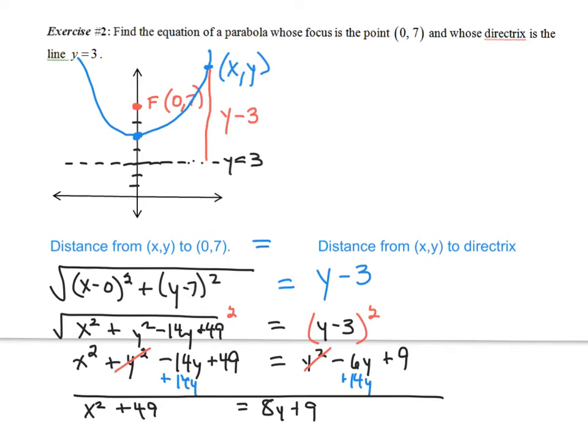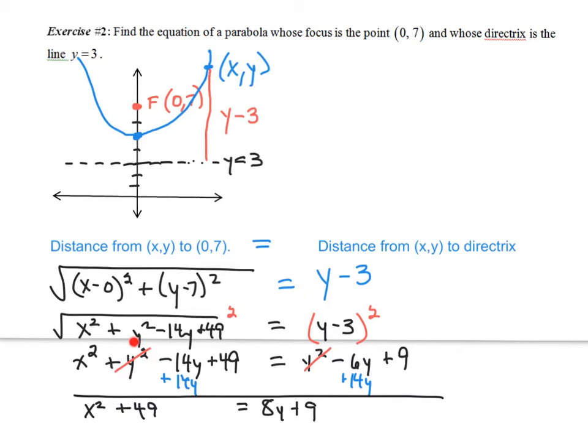On the left side, I squared the y minus 7, and that gave me y squared minus 14y plus 49. And then since I've got this radical, I want to square both sides of the equation. So on the right side, that means that I'm squaring that binomial. Left side, x squared plus y squared minus 14y plus 49. On the right side, y squared minus 6y plus 9.